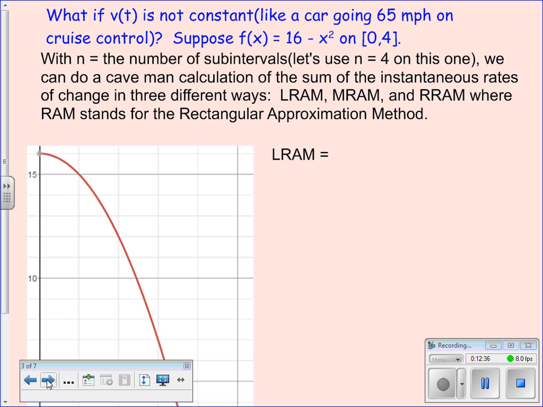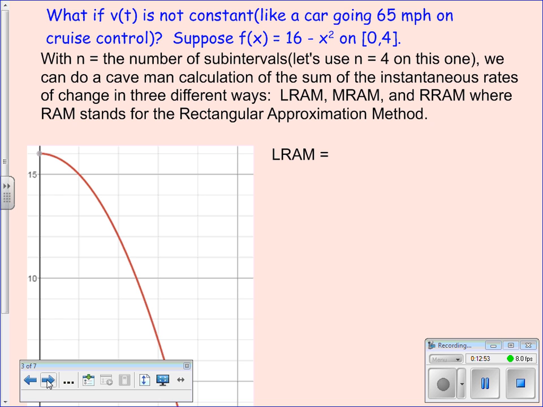What if V of t is not a constant? What if V of t is something that's not a nice straight line? Oh, crap. Well, we're going to find lots of different ways to figure this one out.